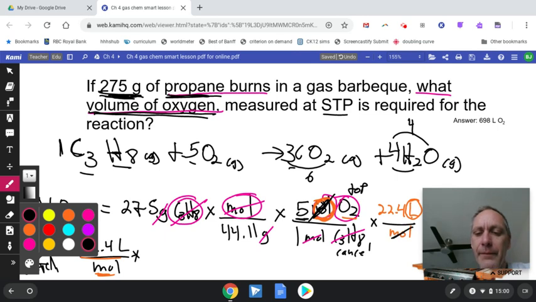Gone, gone. The only units left in here are liters. The only chemical left is oxygen. So when we solve this, we're going to be solving for liters of O2 gas. Plug in everything in the top, divide by everything on the bottom, and you should get 698.254 liters.